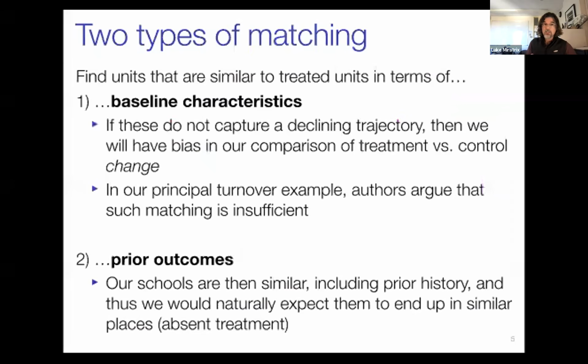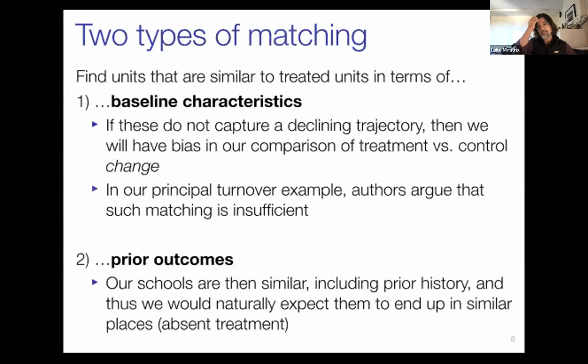All right. We're going to be investigating two kinds of matching, and I'll talk about why in just a moment. The first is units that are similar to treated units in terms of baseline characteristics, which is a straightforward kind of matching. We would say, okay, we want schools that serve similar demographics and are in similar places in the United States as our treated schools. But if these baseline characteristics don't capture some declining trajectory, for example, then we could still have bias in our comparison of treatment versus control change. Even if our schools look the same in terms of where they are in the country and percent of low SES students served, or who knows what else, if there's something inherent to what's been happening year to year in the years leading up to loss of a principal, then this matching would not solve our problem, and we might not be comparing apples to apples.